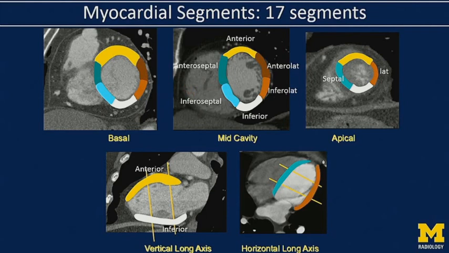If you think about it, we've already got our 16 segments. These are 6 segments at the basal level, 6 at the mid-cavity, and 4 at the apical level. So we have 16 segments. What is that 17th segment? Well, it is the true LV apex. This is one segment that you don't see very well on the short axis image, but you really need a good long axis view to see the true LV apex.